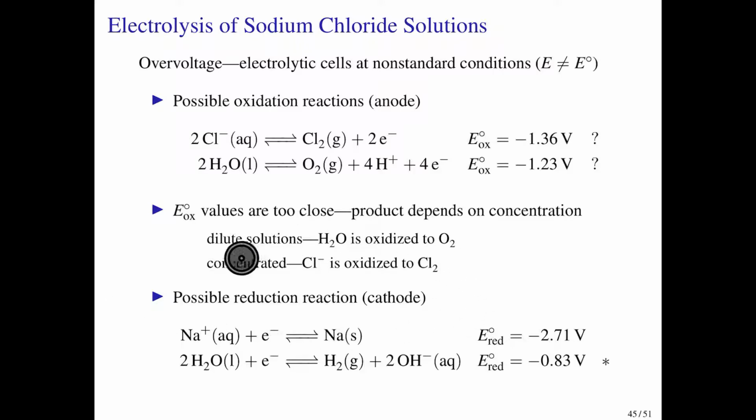For the cathode, however, things are a bit easier to see. If you consider that the sodium could be reduced to sodium metal, and the water could be reduced to hydrogen gas, here there's a much bigger difference between the two reduction potentials, and the more positive, less negative value is the preferred one. In this case, it's the reduction of water to hydrogen, so this reaction is going to beat out this reaction up here by a large margin.